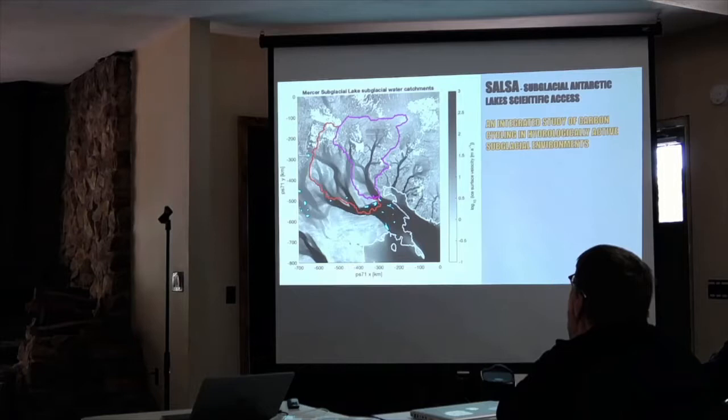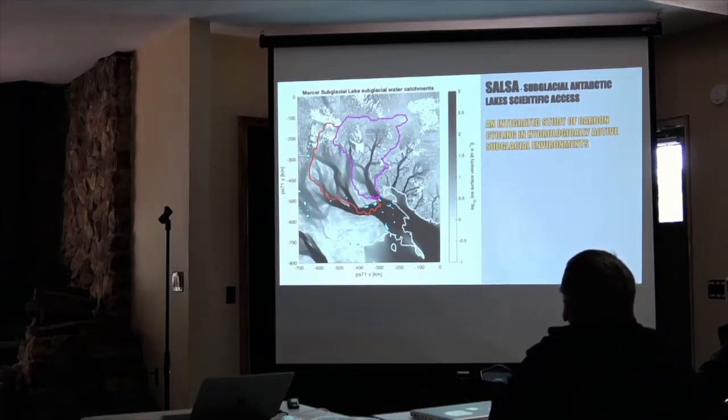So here are the dual drainages of Lake Mercer, which is shown here. And there's our nice acronym title that was running concurrently with Tabasco, as we found out. But the subtitle is what's important to this talk: we're performing an integrated study of carbon cycling in a hydrologically active subglacial environment.